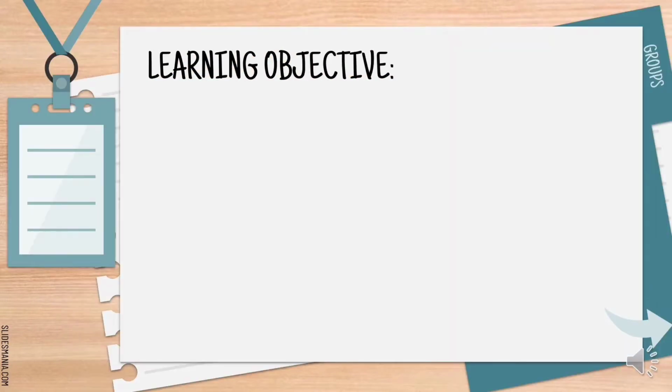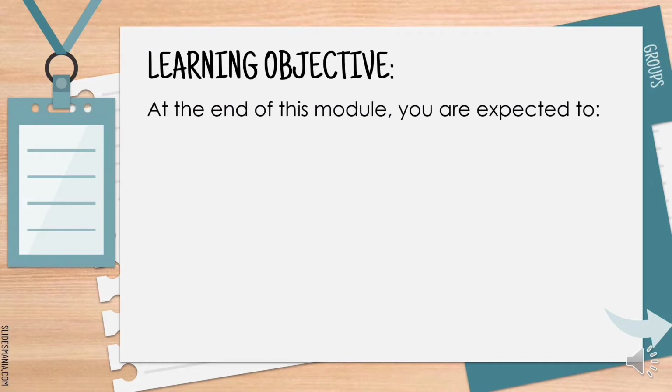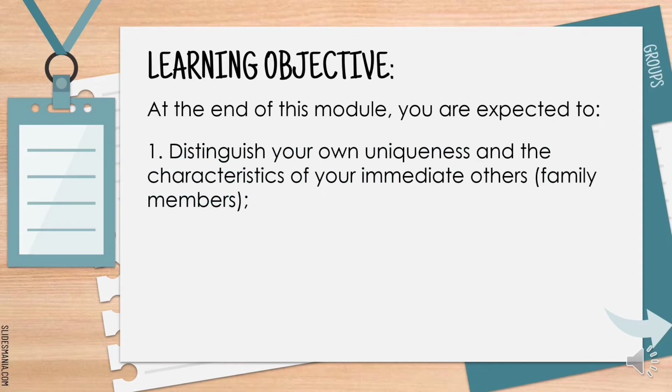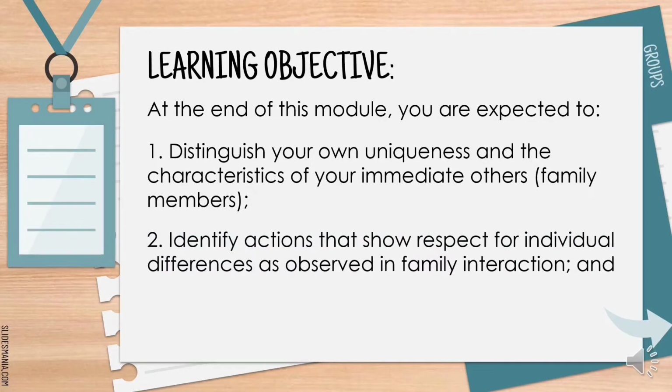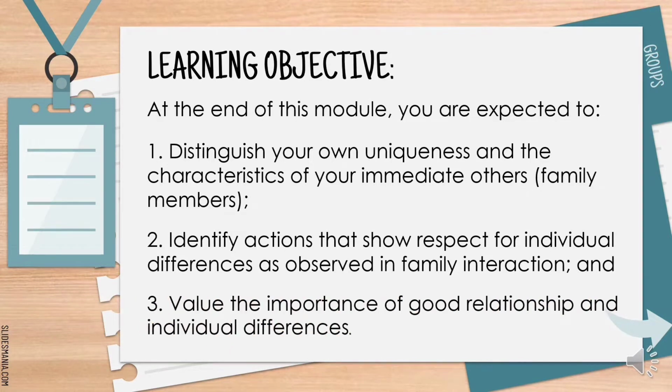Let's check our learning objectives. At the end of this module, you are expected to distinguish your own uniqueness and the characteristics of your immediate others or your family members. Second, you need to identify actions that show respect for individual differences as observed in a family interaction. And third, you need to value the importance of a good relationship and individual differences. The suggested time allotment for this module is 120 minutes.